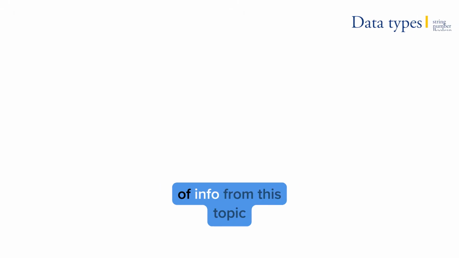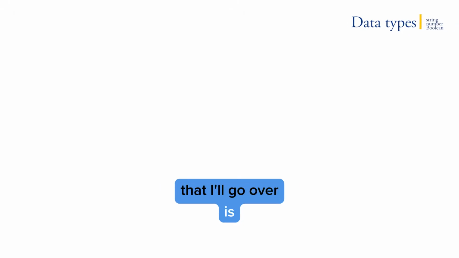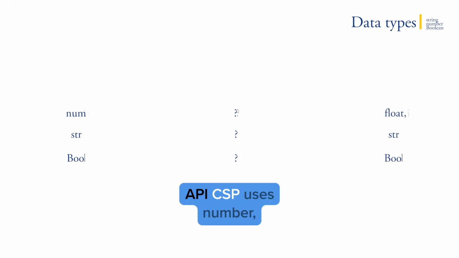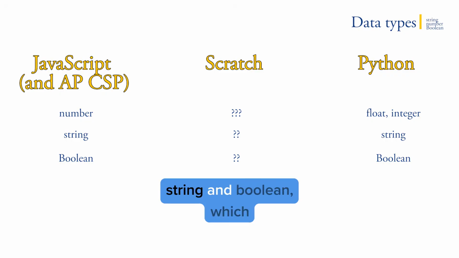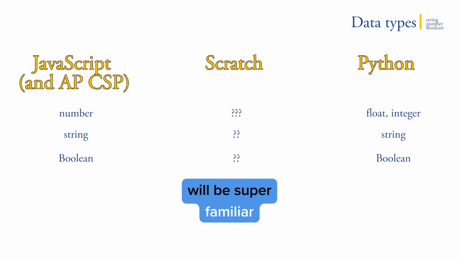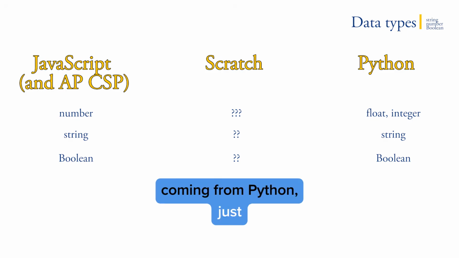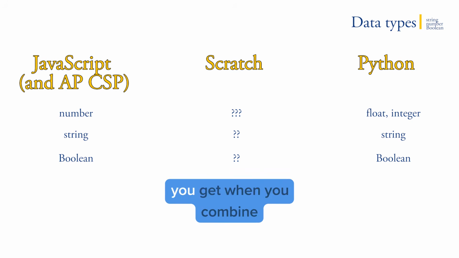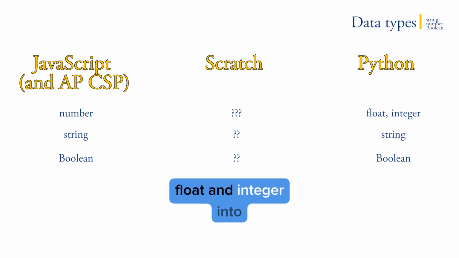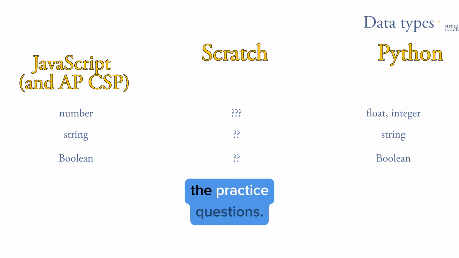And the last piece of info from this topic that I'll go over is data types. AP CSP uses number, string, and Boolean, which will be super familiar if you're coming from JavaScript. But if you're coming from Scratch, you'll have to learn these. And if you're coming from Python, just know that number is what you get when you combine float and integer into one type. And with that, on to the practice questions.